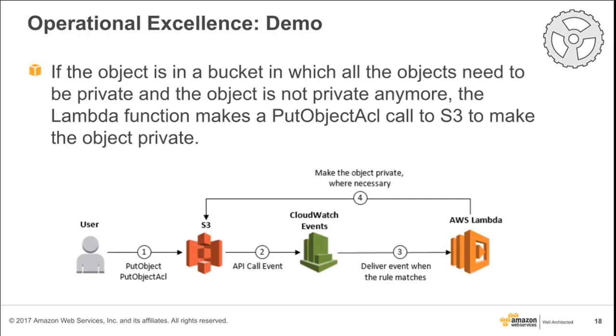So then if the object is in a bucket, which all the objects need to be private, and the object's not private anymore, the Lambda function will automatically make a put object ACL call to S3 to then make the object private. And you can see that in the diagram below.